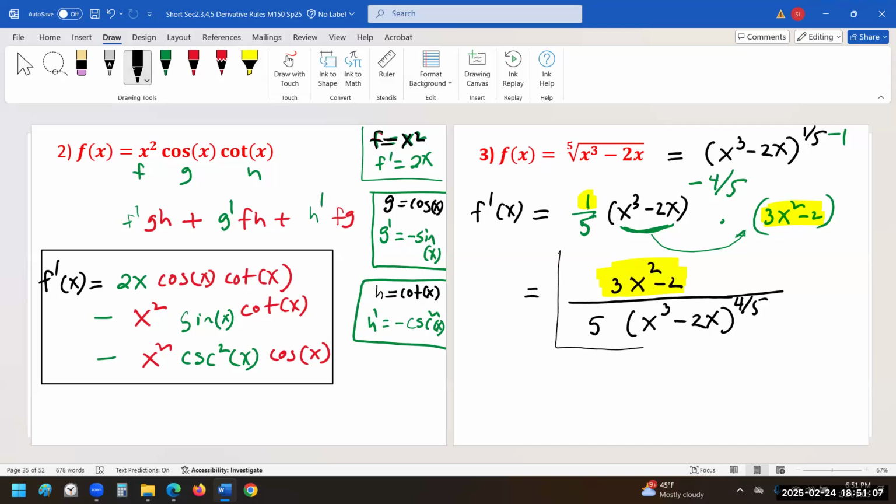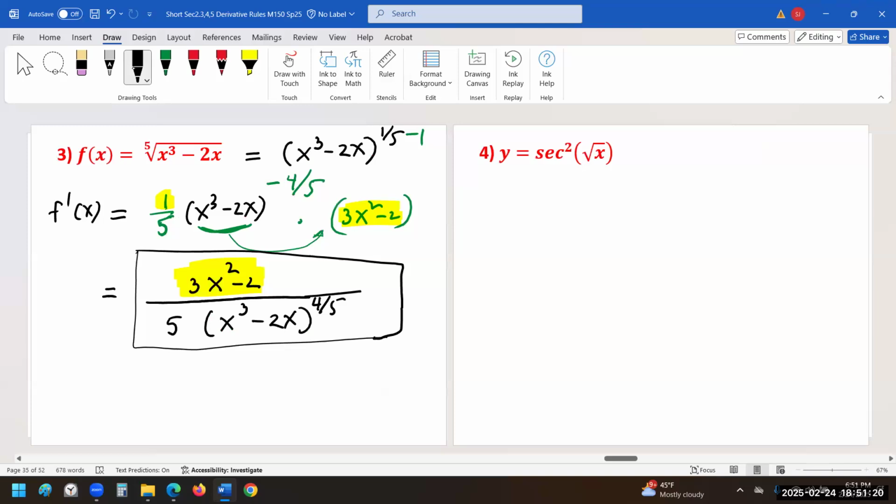Any question? No? Next one, a fun one. Secant squared square root of x. What do you think? Apollo.